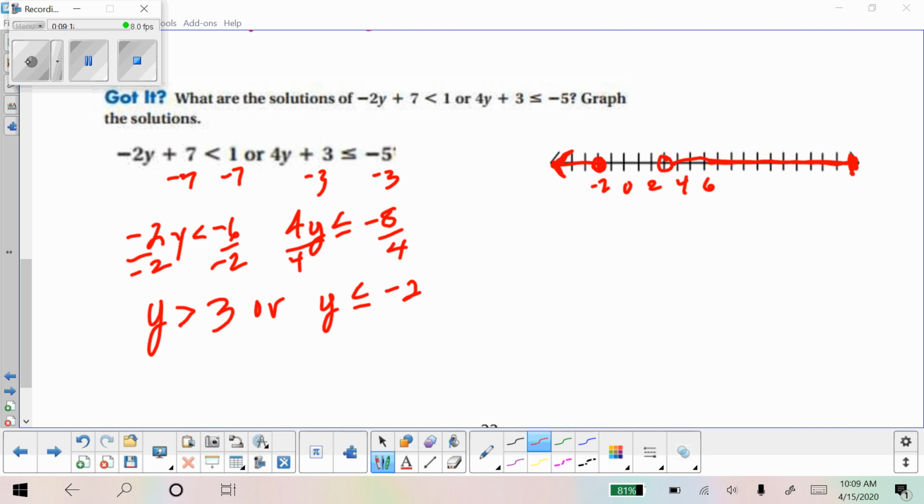That's what your solution should look like. I hope you remembered to switch the sign right here on this one.